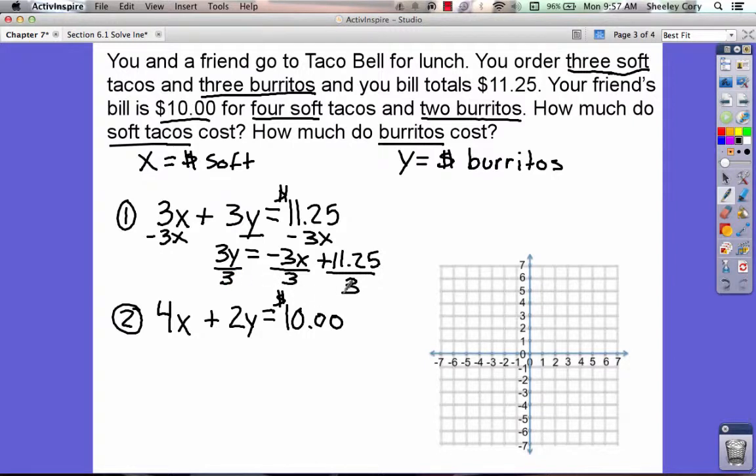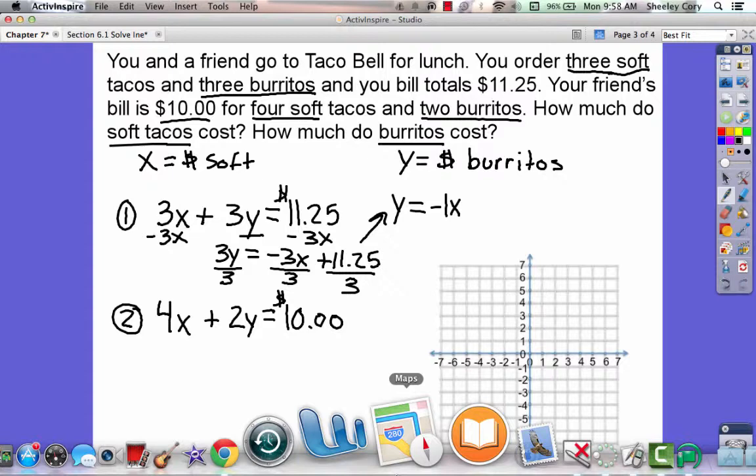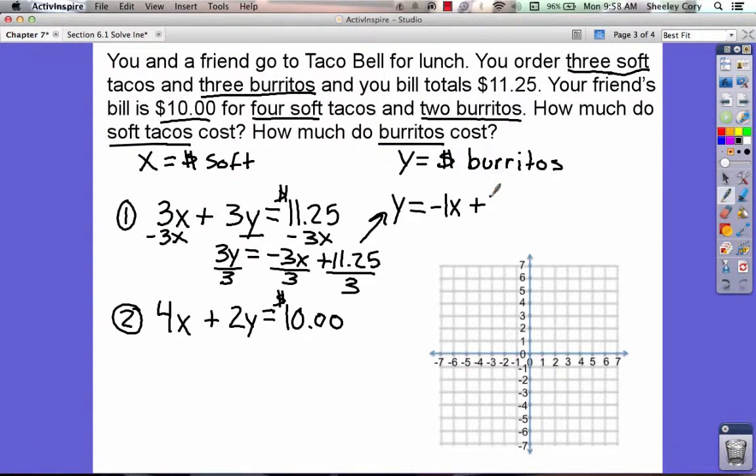And that's going to give me a new equation, which I'm going to write right here, which is y equals negative 3 divided by 3 is negative 1x. 11.25 divided by 3, let me put that in the calculator. 11.25 divided by 3 is 3.75. So this is my equation right here, and I can graph that.